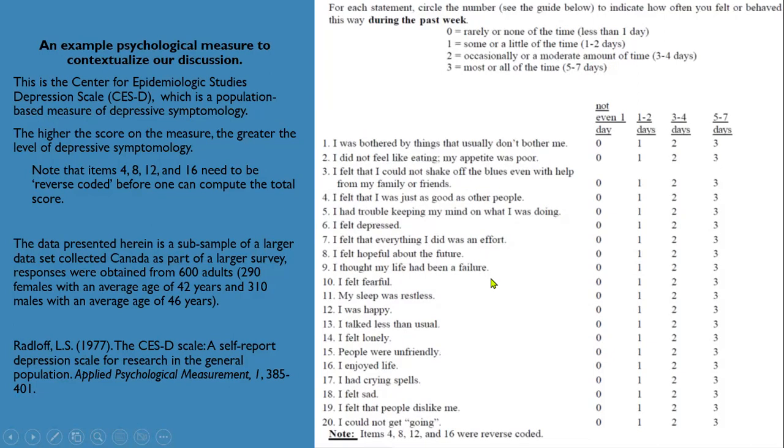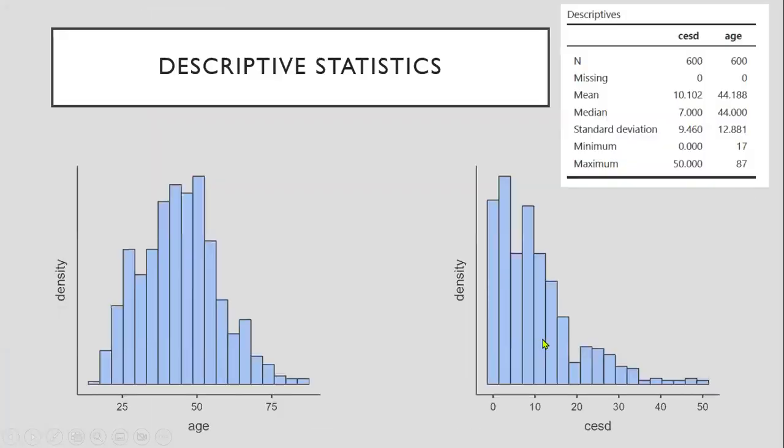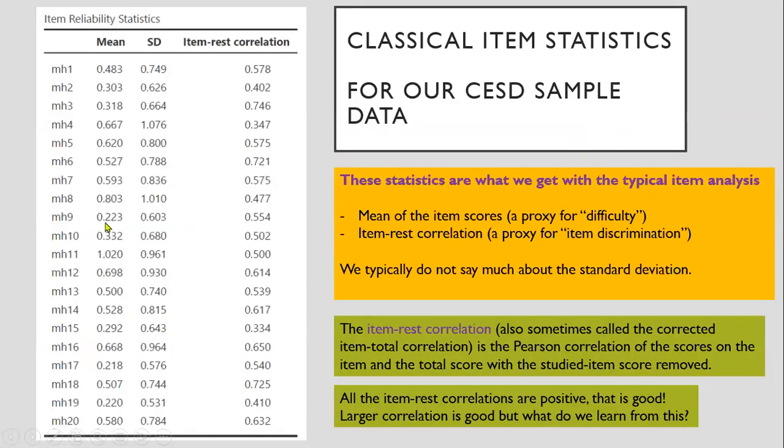Well, it's not too surprising in a community dwelling sample, where the proportion of individuals with high depressive symptomatology is not going to be high on this instrument. And so what we see here is that, yeah, sure, that makes sense, meaning the average is going to be lower compared to item 11. So the mean of the item scores is a proxy for item difficulty, and the item rest correlation, or what you'll sometimes hear called the corrected item total correlation, that's a proxy for the discrimination.